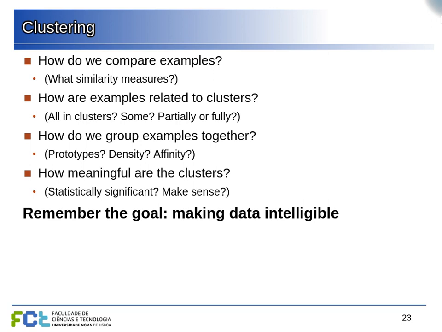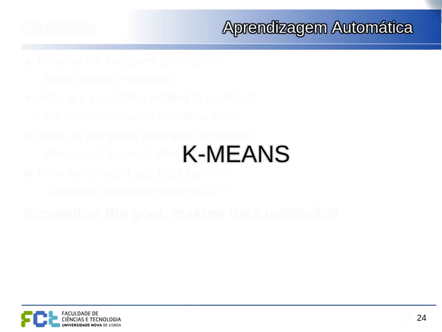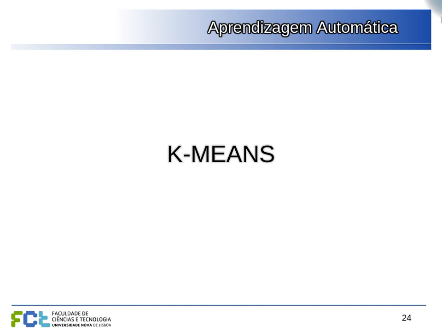But one important goal that we have to keep in mind is that we want to make data more intelligible. We want to use this to help us understand the data. So there is no fixed recipe that you can apply in all the cases. It depends a lot on what you're trying to work with and how you're trying to understand your data. So let's see an example of a clustering algorithm.